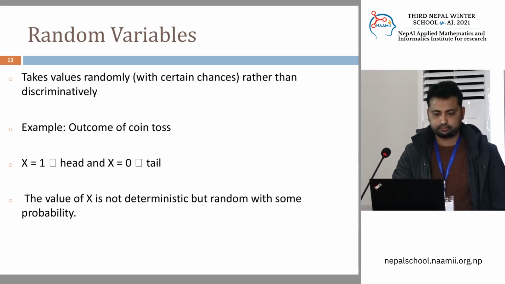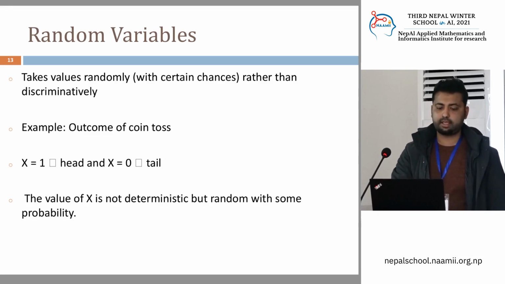So if you denote the event of output of a coin toss as x, you can think of x equal to 0 as getting a tail in the coin toss, and x equal to 1 as getting a head, and x is called a random variable.